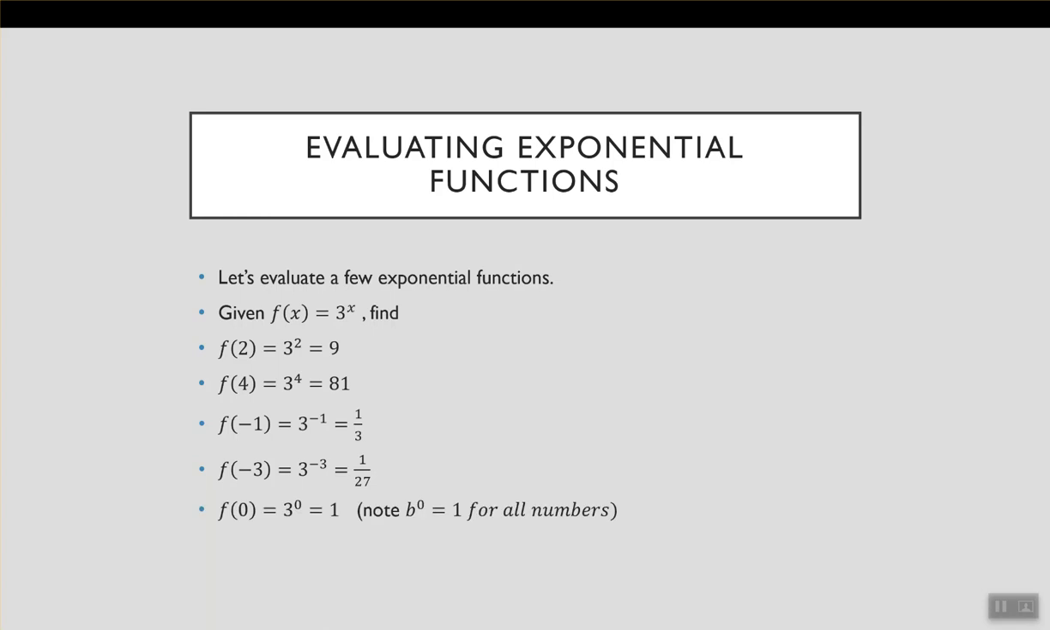And then just one more, 3 to the 0. If you don't remember, good time to think about it again, that 3 to the 0 is 1. And that's going to be true for everything. So anything I give you, b to the 0, it's going to be 1 for any number that we talk about in this section.